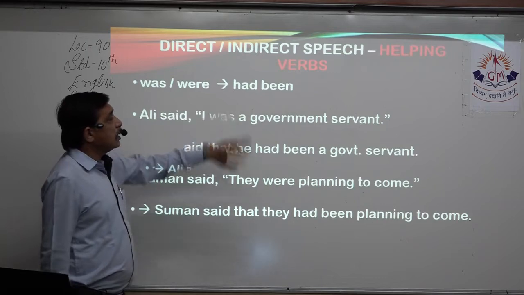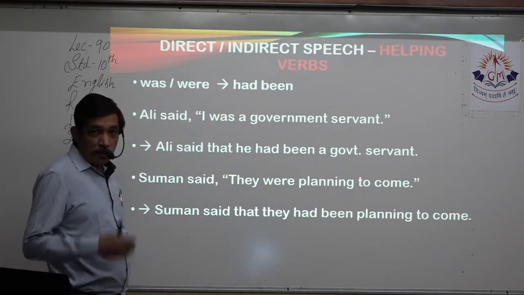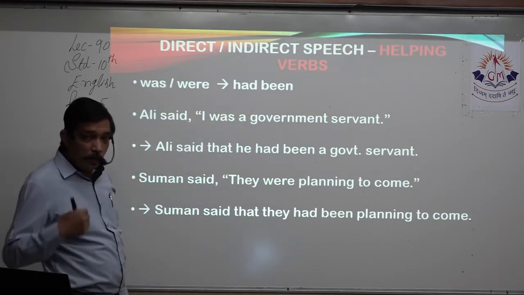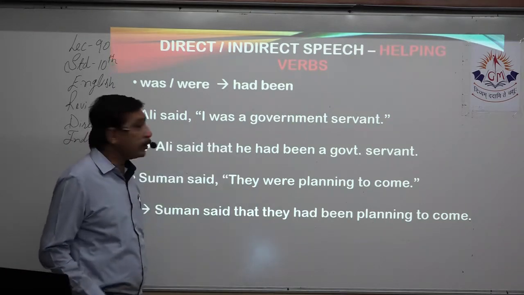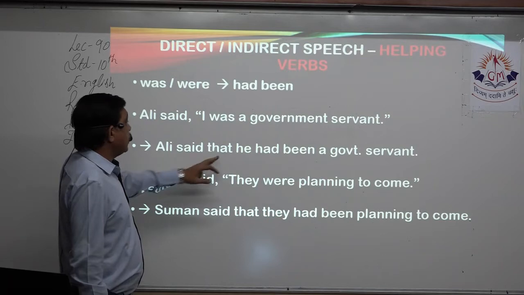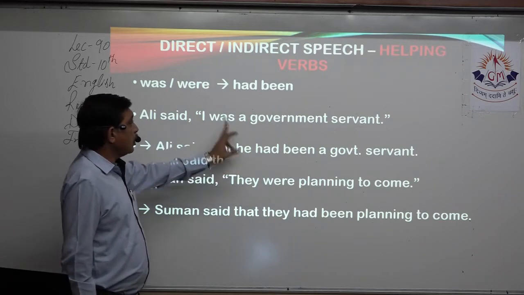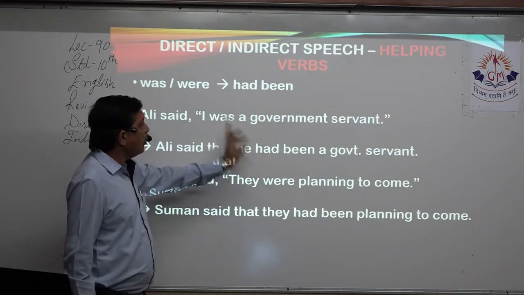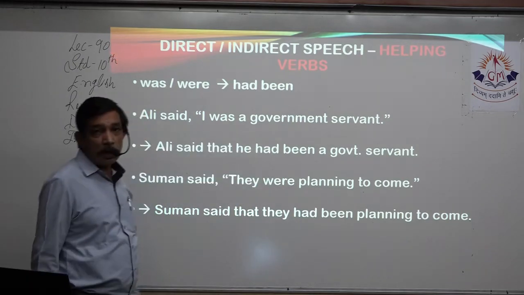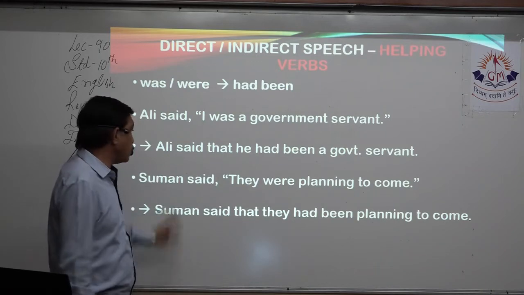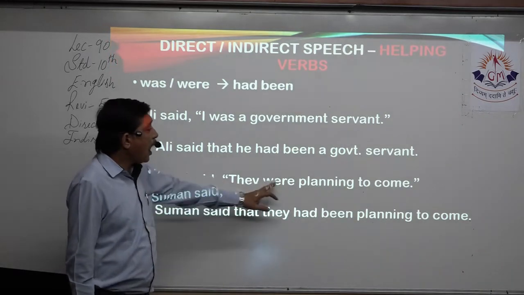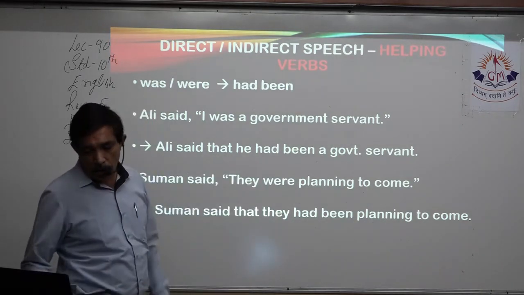Was and were change to had been. Simple past changes to past perfect, had been. Ali said, "I was a government servant." Ali said that, pronoun becomes person. Was becomes had been a government servant. Suman said, "They were planning to come." Suman said that they had been planning to come.